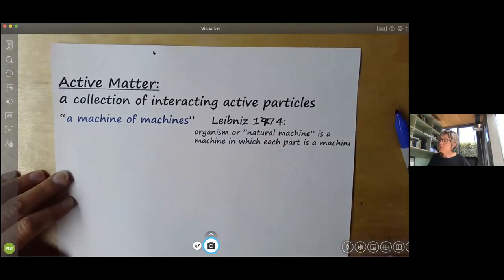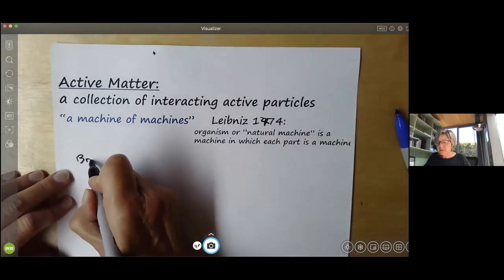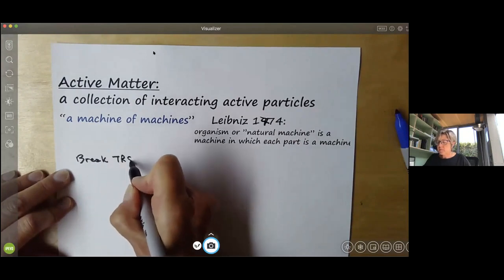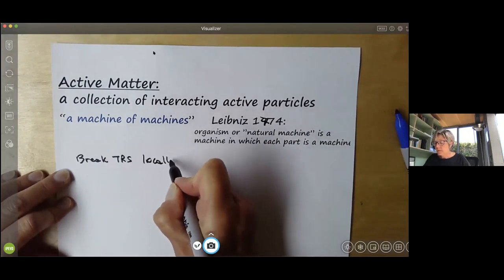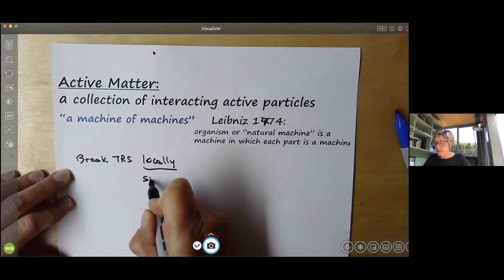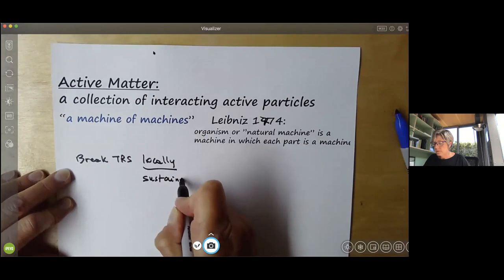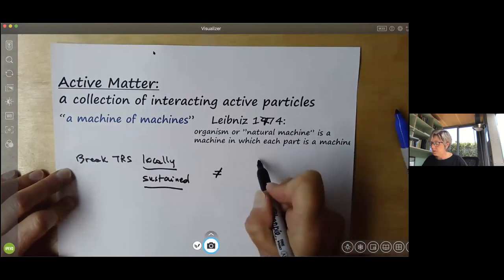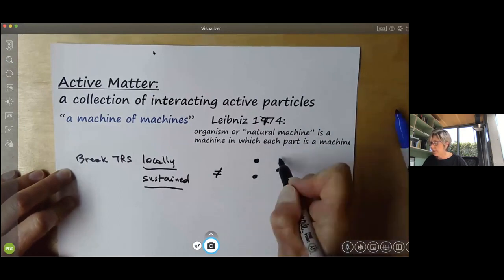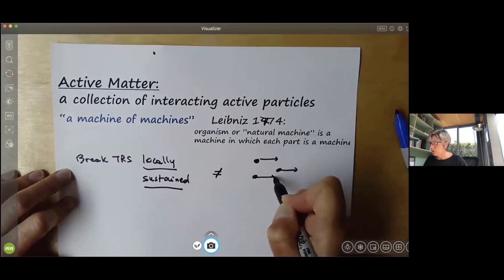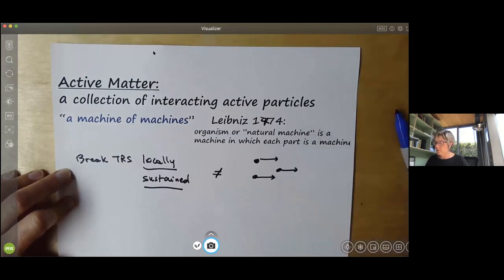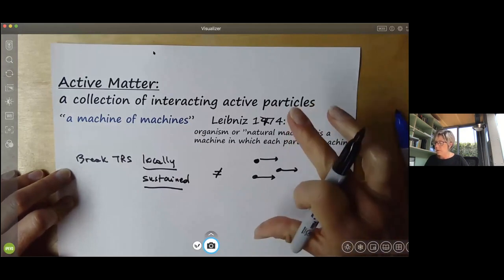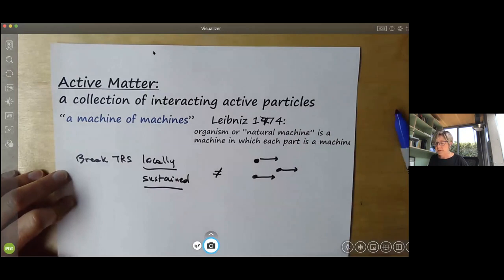As I said already, each active particle breaks TRS, time reversal symmetry, locally, and it does so in a way that is sustained, and therefore is very different from a system where you apply an external field. Say you have charged particles, and you apply an electric field. This also breaks time reversal symmetry, but it does so globally, the same for all the particles. So it's different from these active systems, which are made of components that are driven individually.